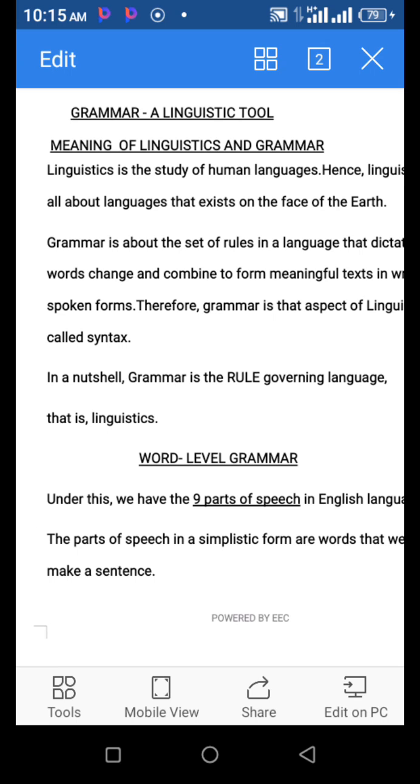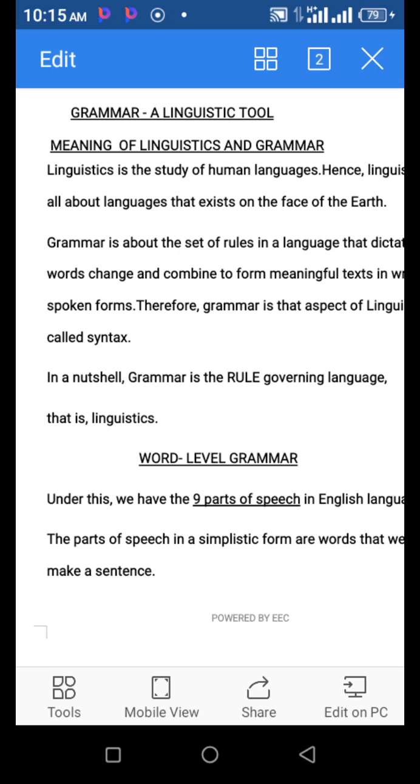Am I speaking? Am I talking to someone? Am I communicating? That is more like it. Very good. At this point, I would like to recap what we have learned today. We have learned the meaning of linguistics, the meaning of grammar. We have learned the 9 parts of speech, and we have learned the universal grammar theory.